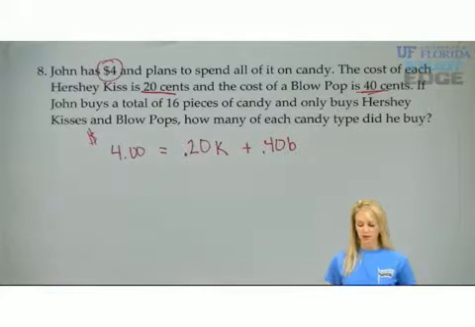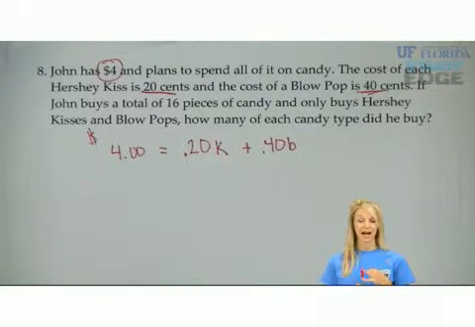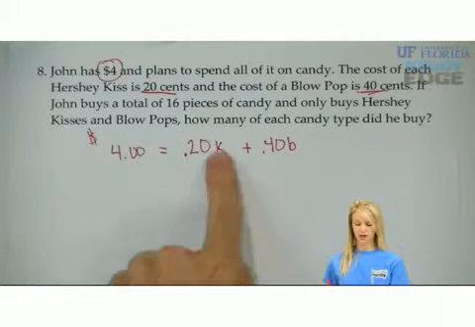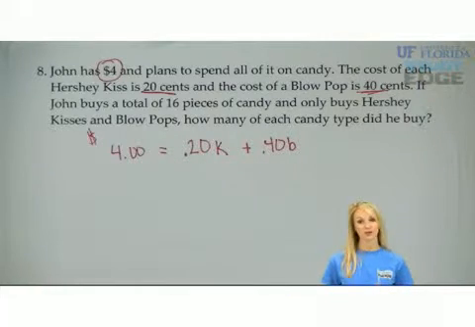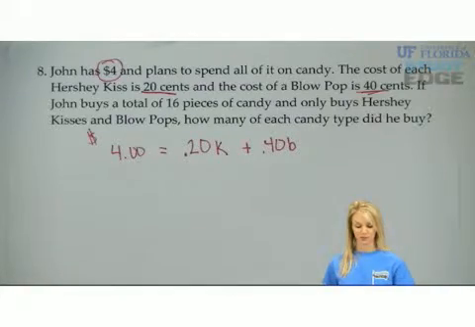Well, that is not enough to figure out how many Hershey Kisses and how many Blow Pops he bought. We have two unknown variables, so we need another equation that has both of those in there.